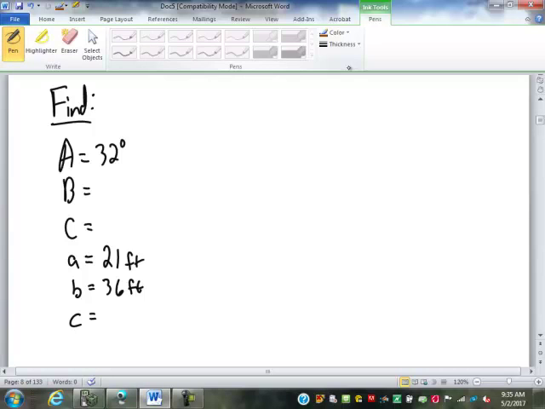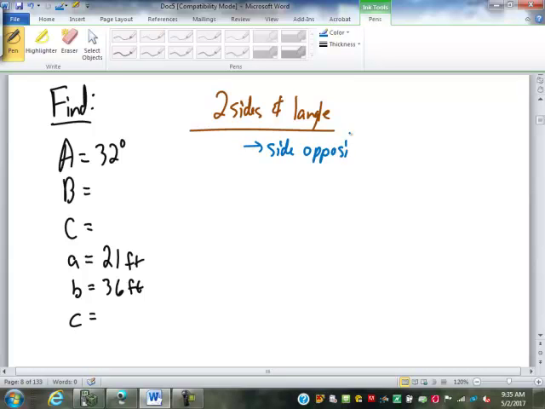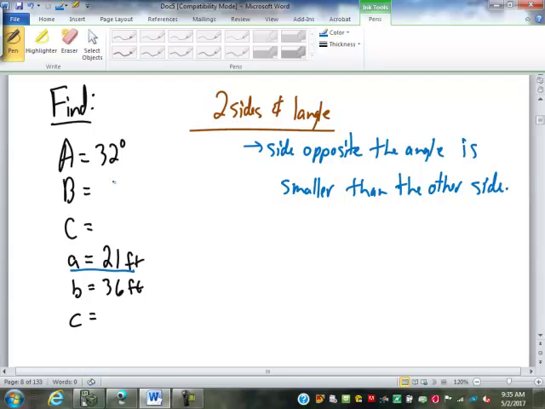Yes. Theoretically it is, but what's the issue here? Remember, here we have two sides and one angle. And there's a potential for problems there if what happens? Close. Side opposite the angle is smaller than the other side. In this case, is that true? Yes, it is. Side A is opposite angle A, and that is the smaller of the two sides. So there's an issue here.